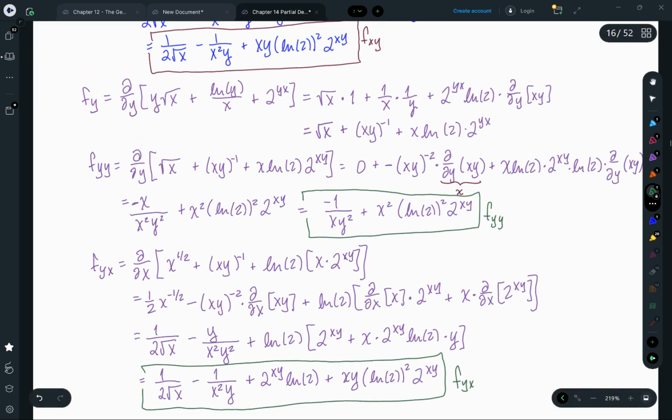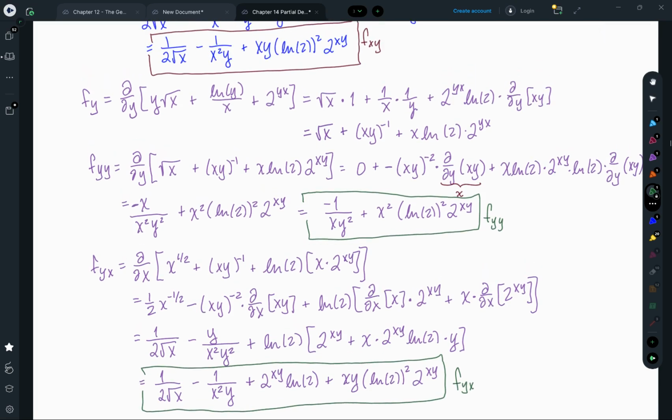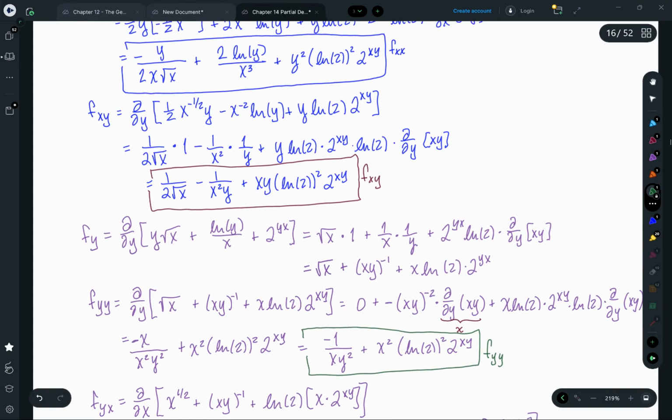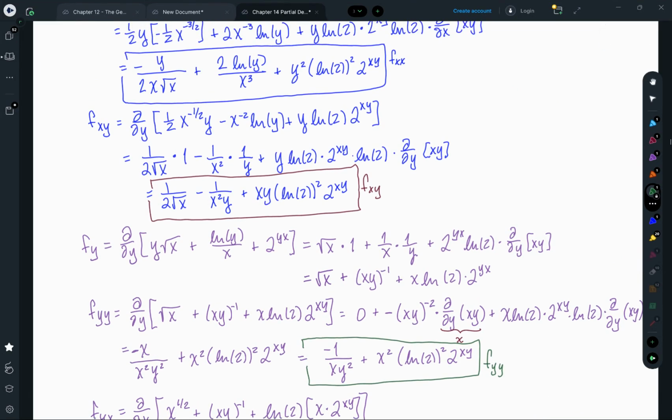When I compare it to f sub xy up above, it looks like I'm missing something in my f sub xy. So let's go back up and see what I could have done there. In my f sub xy, I have my 1 over 2 square root of x, that's good. I have my minus 1 over x squared y, that's good. I have my xy ln of 2 all squared times 2 to the xy, that's good. Where did I miss something? It says taking ln of y. Okay, I see it already.